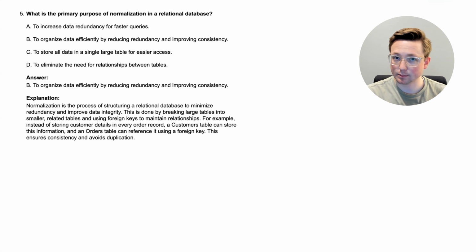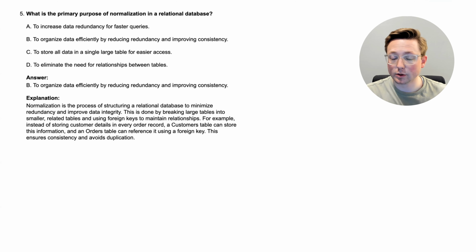So we'll just go over the simple definition of normalization. Normalization is the process of structuring a relational database to minimize redundancy and improve data integrity. This is done by breaking large tables into smaller, related tables and using foreign keys to maintain relationships. For example, instead of storing customer details in every order record, a customer's table can store this information, and an orders table can reference it using a foreign key. This ensures consistency and avoids duplication.